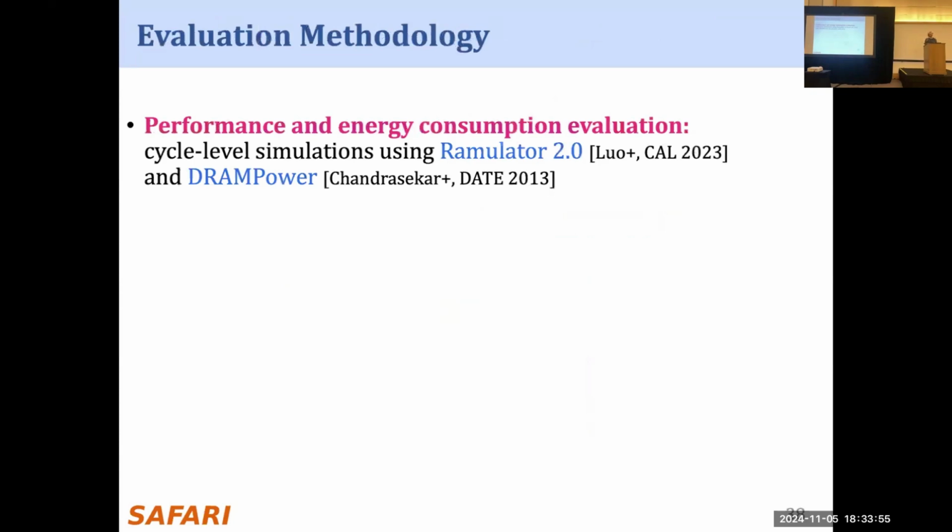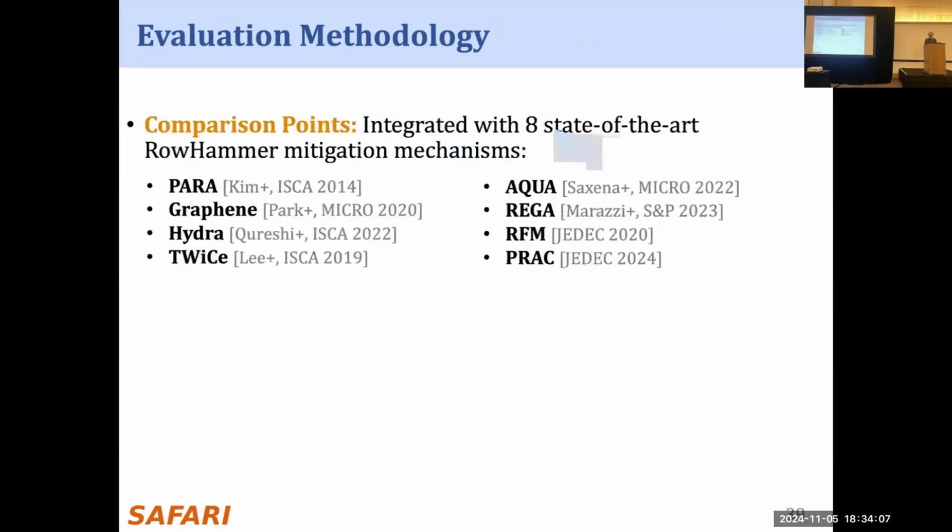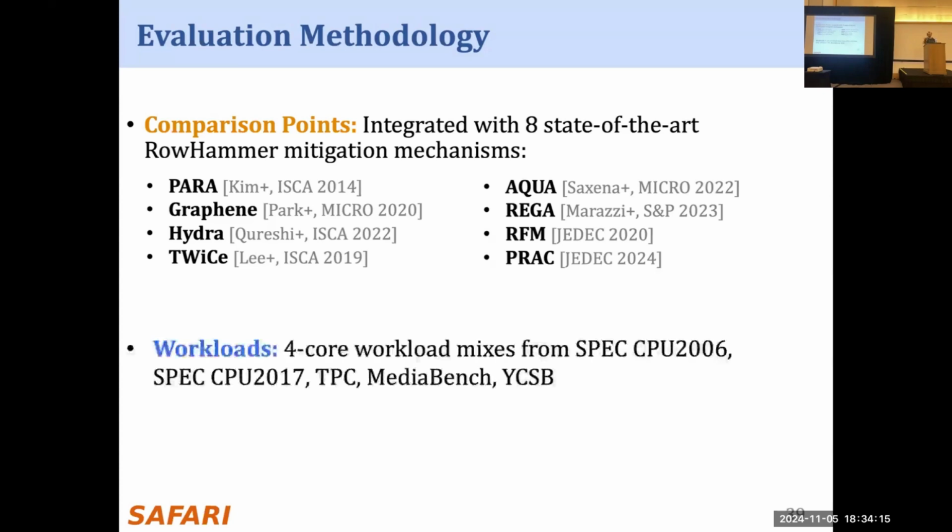We evaluate BreakHammer with cycle level simulations using Emulator 2.0 integrated with DRAM power. We simulate a realistic 4-core system with a DDR5 module that has 2 ranks and 64 banks in total. We integrate BreakHammer with 8 state-of-the-art RowHammer mitigation mechanisms and compare BreakHammer paired versions of these mechanisms against their baselines without BreakHammer. We evaluate a wide variety of workloads from 5 major benchmark suites.